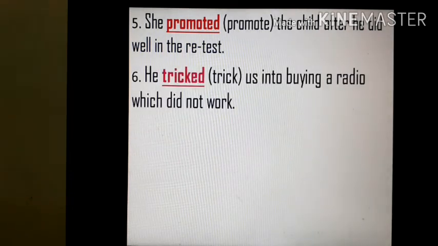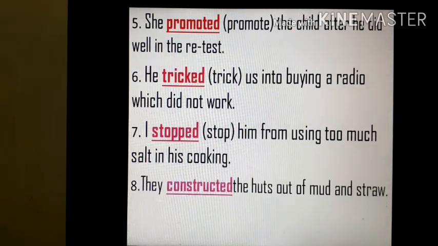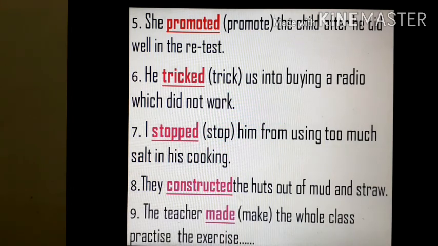Number 6. He tricked us into buying a radio which did not work. Trick, tricked. 7th. I stopped him from using too much salt in his cooking. Stop, stopped. Number 8. They constructed the huts out of mud and straw. Construct, constructed. Number 9. The teacher made the whole class practice the exercise. Make, made, made. An example of irregular verbs.